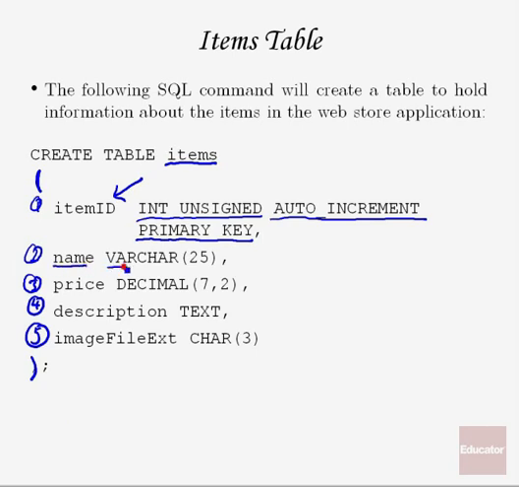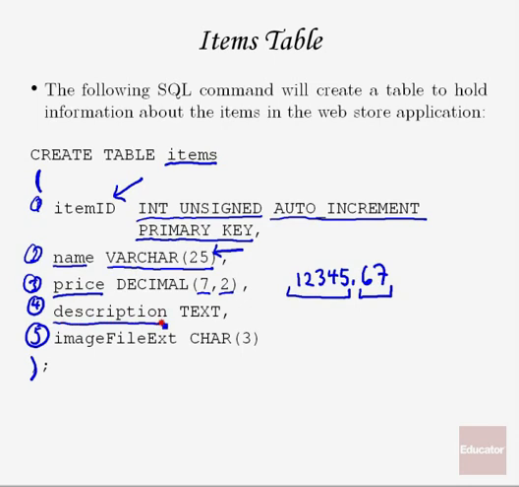We're going to give it the data type varchar, so it's going to be a variable length string, and we're going to allow it to be up to 25 characters in length. We're going to create a price column, and we're going to let it be a floating point number that can be 7 digits long, and it's going to have 2 digits after the decimal place. So we can have a number that looks like this, with 5 digits before the decimal point and 2 digits after. We're going to use that to hold our price.